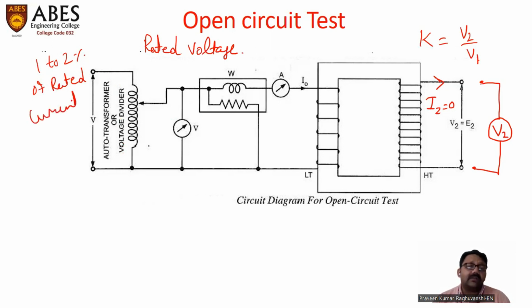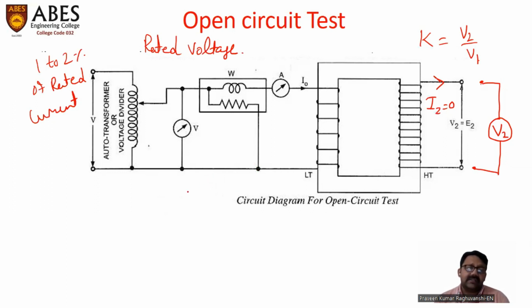So in this situation, because of very low current in the transformer windings, we can assume that the entire copper losses can be neglected. It is assumed that whatever power is taken from the source is dissipated in the form of iron losses. And the value of these iron losses we can measure directly from the reading of the wattmeter. So this is how we conduct the open circuit test.